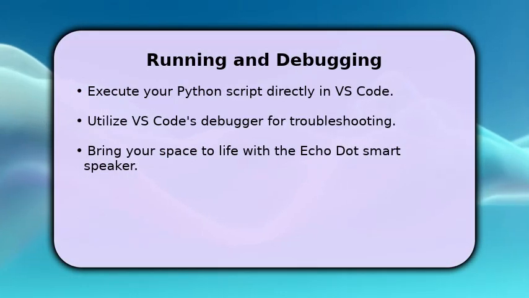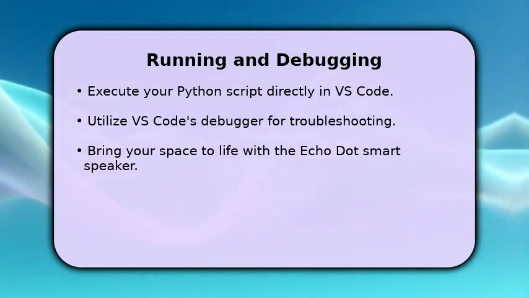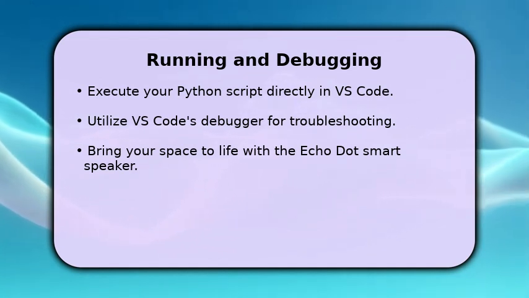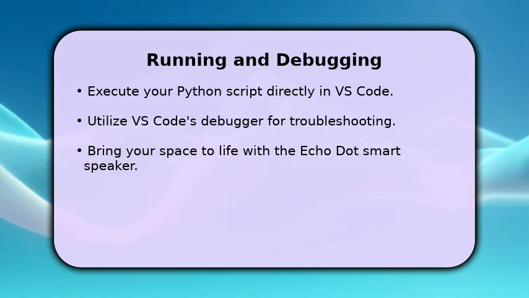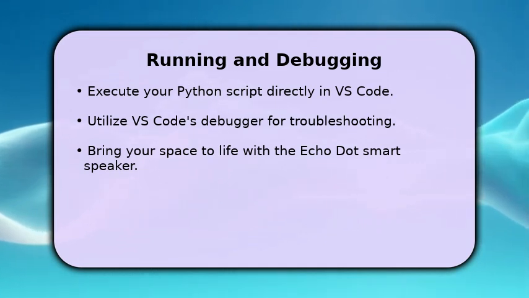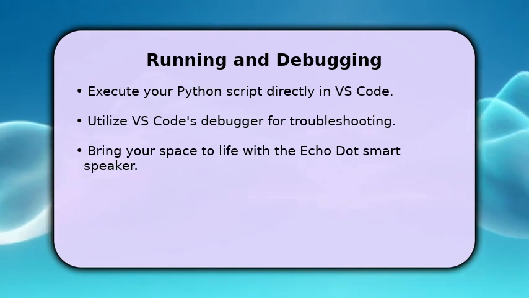Running your Selenium script is straightforward. Simply execute the Python file directly within VS Code. If you encounter issues, VS Code's integrated debugger is incredibly helpful. Set breakpoints, step through your code, and inspect variables to quickly identify and resolve problems. This iterative process of running and debugging is key to developing robust automation.